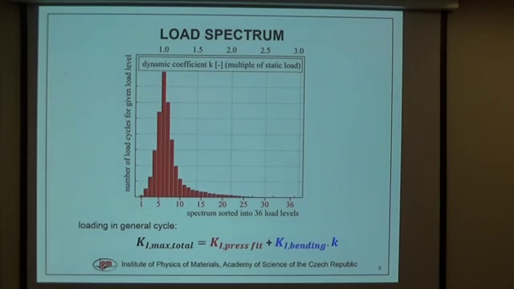So then we have variable amplitude loading, and variability could be described by the load spectrum, especially by the dynamic coefficient, which corresponds to the multiple of static load. So then we have maximum values in the load spectrum, which correspond approximately to 3 times higher load amplitudes than in the case when we load the axle just by the weight of the train. So then the total maximal stress intensity factor is given by the stress intensity factor caused by the press fit plus the stress intensity factor caused by the weight of the train multiplied by the dynamic coefficient K.